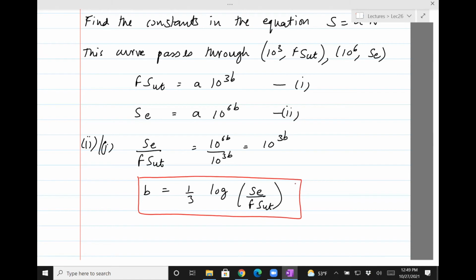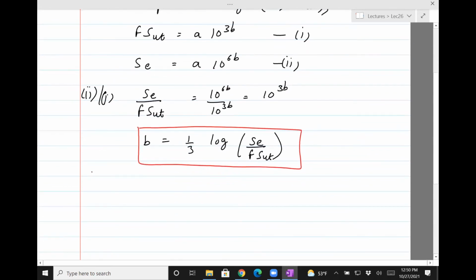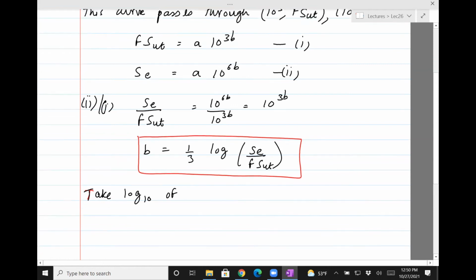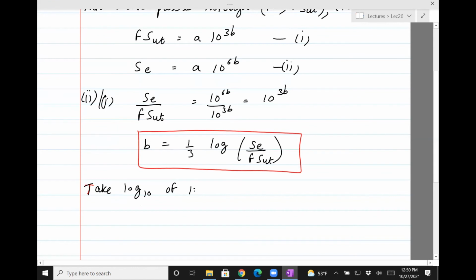Okay, I will just do the second part. Give me maybe a minute more than the usual ending time, but I'll finish this finding a. Now what we'll do is take log base 10. So we take log to the base of 10 of one of them, 1 or 2. You can choose any. Let's take 2. It seems much simpler.